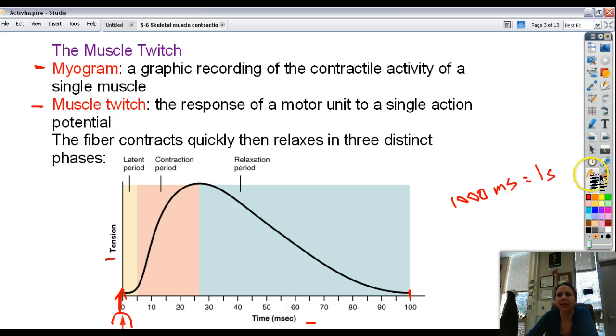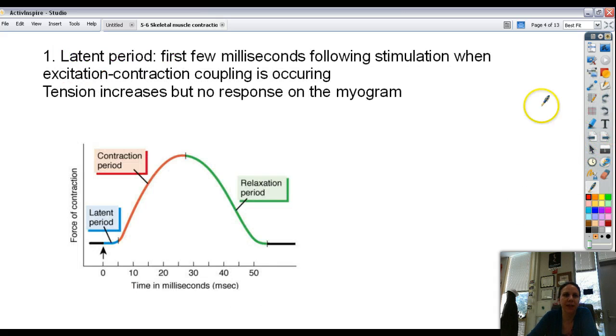And we always notice that this happens in three distinct phases. The first phase is called the latent period, which is from the stimulation to where nothing really happens. I don't see anything happening, but the calcium is getting ready to explode out. As you can see from the time there, it only takes a few milliseconds, but that's for the brain thought to travel down the nerve, down into the muscle, and then down into the fibers itself. So it takes a few milliseconds for that to happen. The tension begins to increase, but nothing shows up on the myogram.